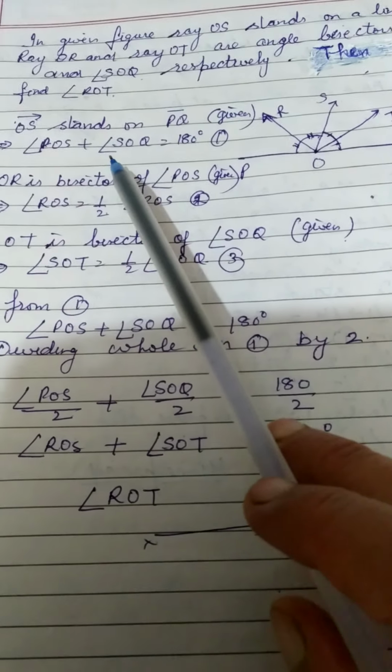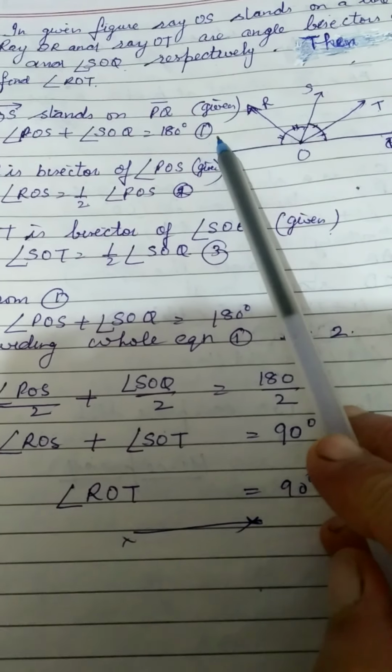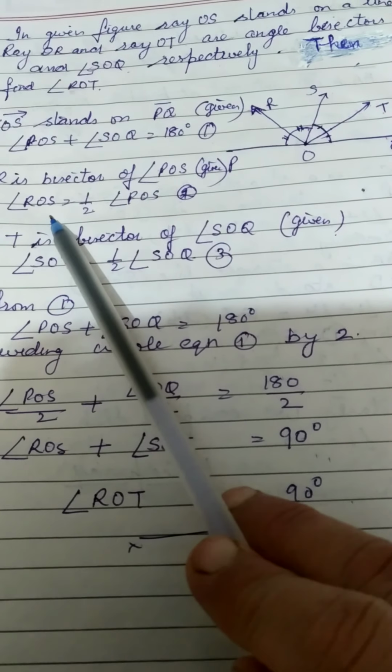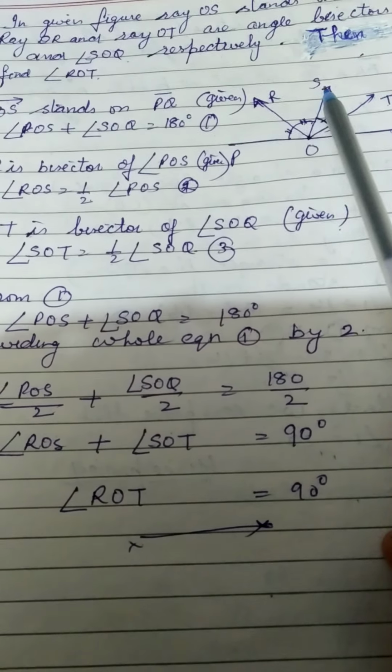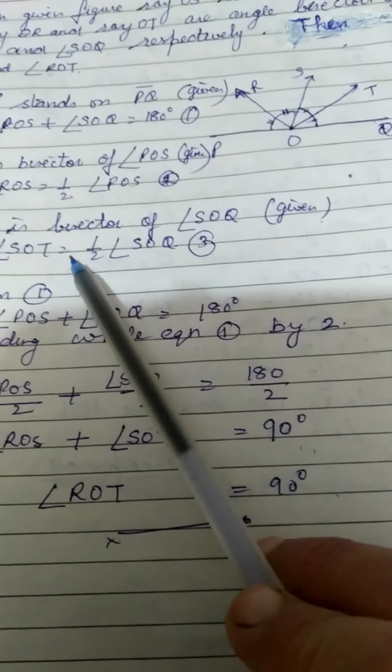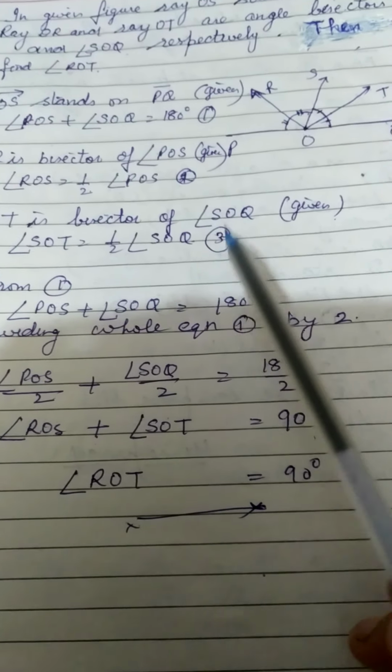Now we have taken these as equations. POS plus SOQ is equal to 180. This is equation number 1. Angle ROS is equal to half of angle POS. ROS is half of POS. It is equation number 2. SOT is half of angle SOQ. It is equation number 3.